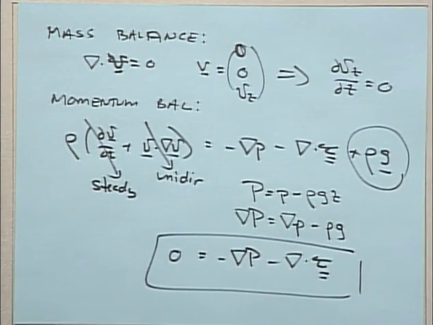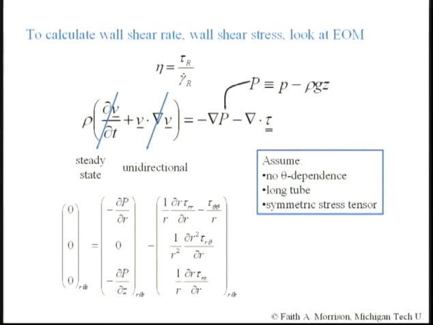Now this equation I have written on the slide here in cylindrical coordinates. And I've simplified the tau term by assuming no theta dependence, so all the theta derivatives went away. I did assume a long tube, so I took out the r dependence. And I assumed that the stress tensor was symmetric. So there are a few terms missing, but they're all in these assumptions here. And only with those assumptions and concentrating on the z component, we can get an equation we can solve.